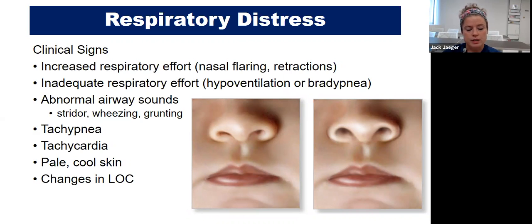You want to observe for tachypnea. You want to assess the heart rate. You want to assess for pale, cool skin or any changes in level of consciousness.